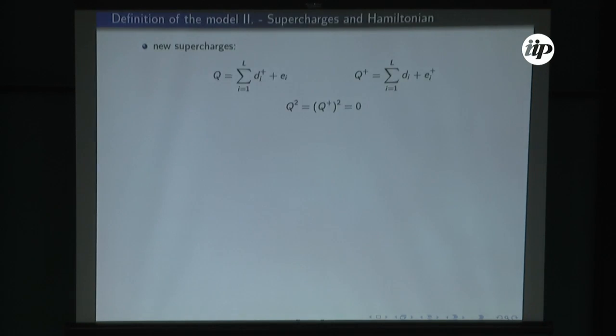And after we did this, we can introduce new supercharges. So these are our supercharges, Q and Q plus, which are defined as such. So they are the fermion-wall symmetric extension of the previous supercharges. And these two supercharges turn out to be still nilpotent. So you can define a Hamiltonian as such with the help of them. If you do all this, it's just a straightforward computation.